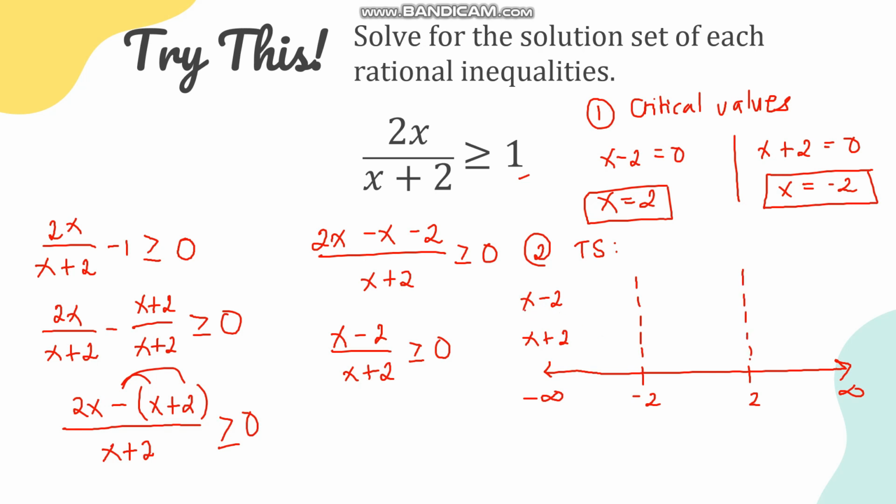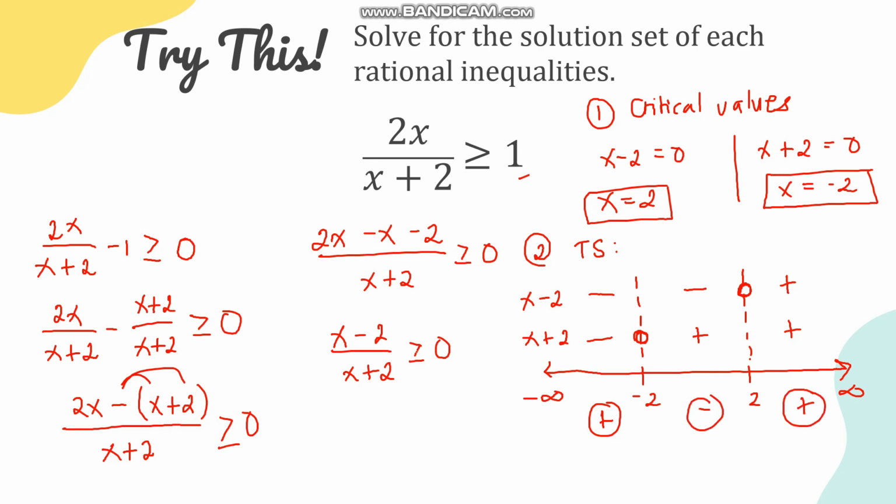Now, if the expression is x minus 2, it will be equal to 0 if x is equal to 2. So let's write 0 here. If the expression is x plus 2, it will be 0 if x is negative 2. So let's write 0 here. Now, the numbers on the left side of 0 will give us negative sign. And the numbers on the right side of 0 will give us positive sign. Now, to simplify this, just divide the two signs. So, negative divided by negative is positive. Negative divided by positive is negative. Positive divided by positive is positive.